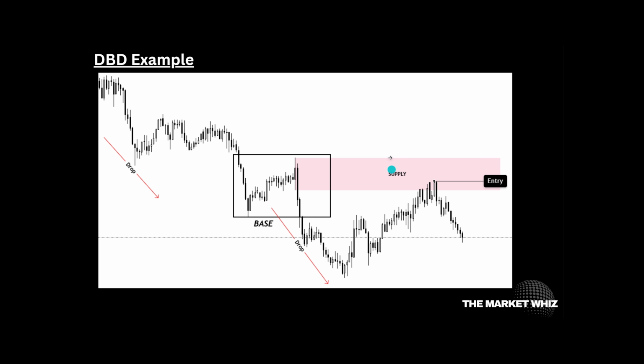So as you can see, it is very precise, and it actually tells you where you can enter, right? It also tells you market structure. There's no need to overcomplicate this stuff, right? Keep it simple. It is very, very easy.